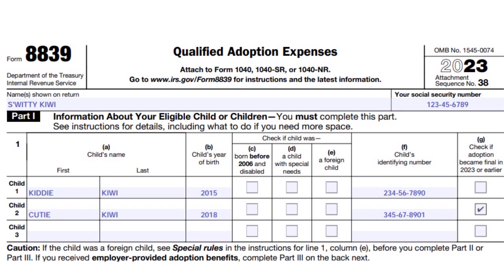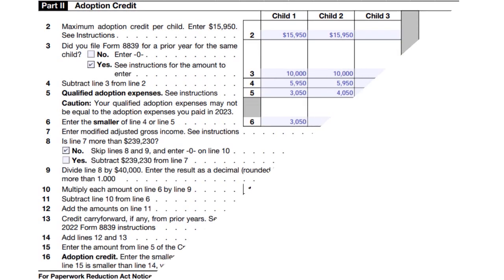So we have 10,000, 10,000. So when you subtract line three from line two, you have 5,950 in both columns. And basically the qualified adoption expenses in both columns amounted to 3,050 and 4,050. And so on line six here, we follow the instructions and we have the same amounts. And here I'm entering my hypothetical adjusted gross income, which is $150,000. And so basically line 9 does not apply to us. Line 10, we put 00. Line 11 amounts to 3,050 and 4,050.